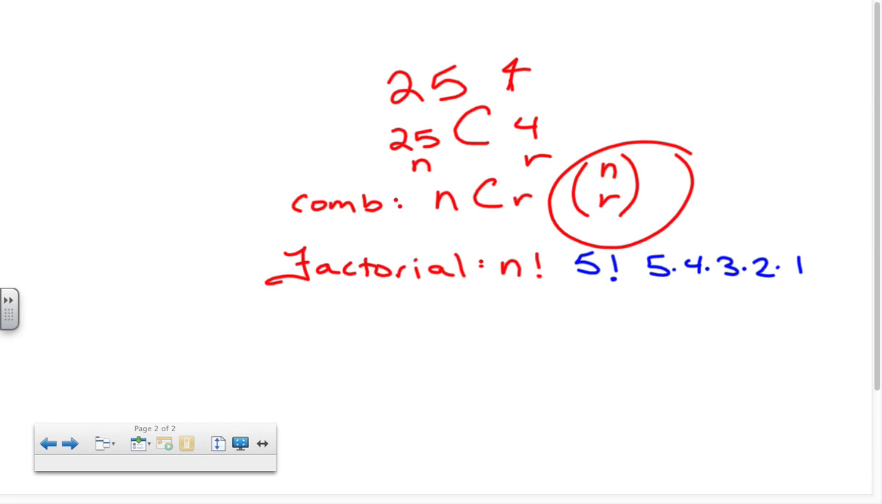All right? So we covered just a couple of new concepts with you. The idea of a combination, this is the way it looks.